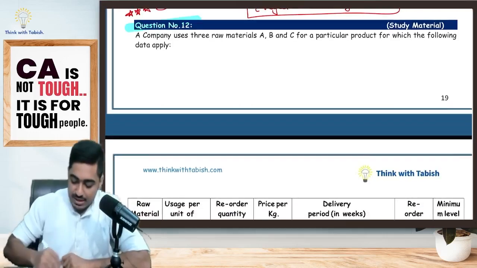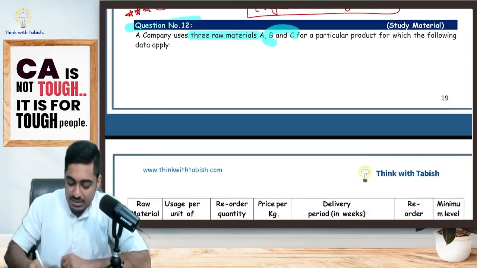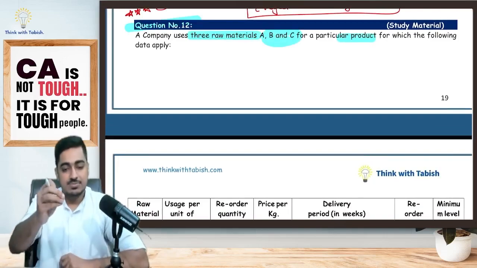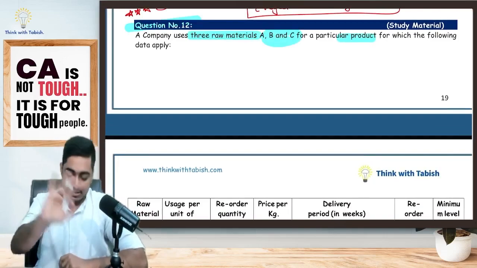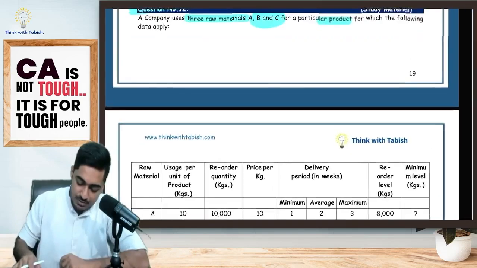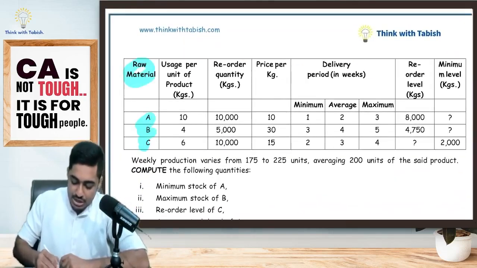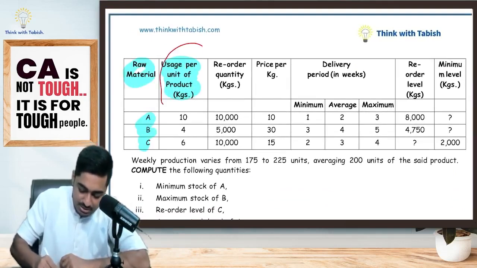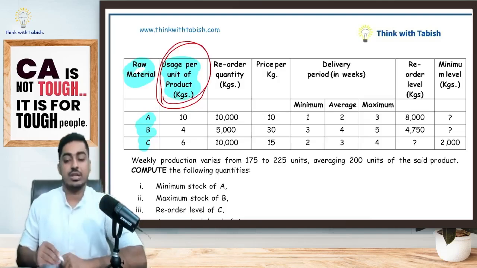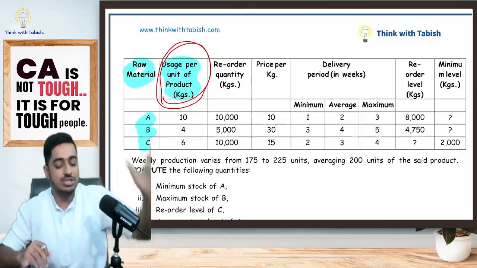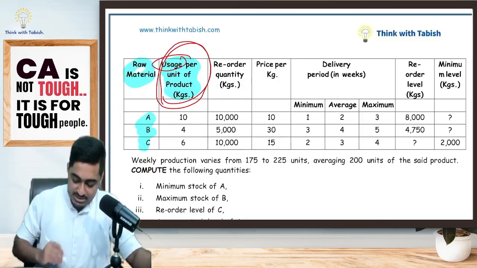Question number 12. A company uses 3 raw materials A, B, C for a particular product. The company is manufacturing a product, and for those 3 raw materials A, B, C the following data apply. Usage per unit of product. That means to produce 1 unit of finished goods, how much raw material is required?